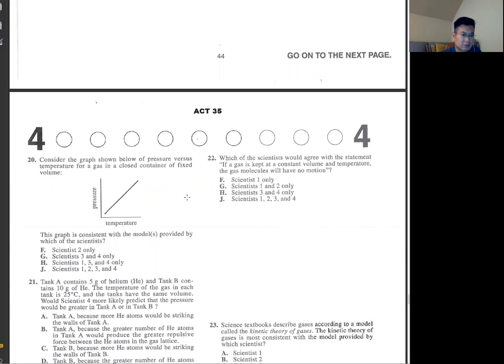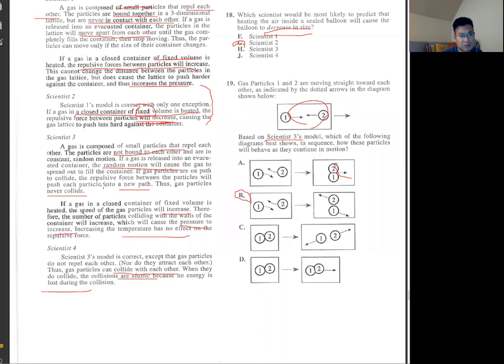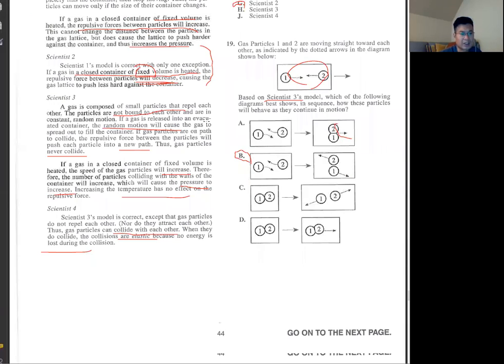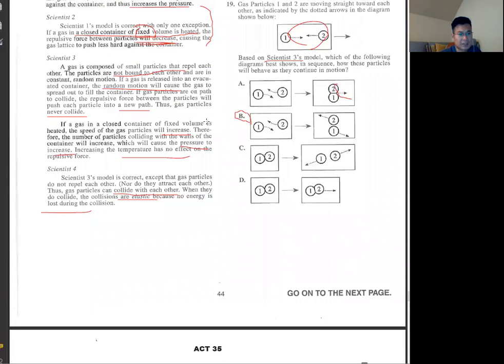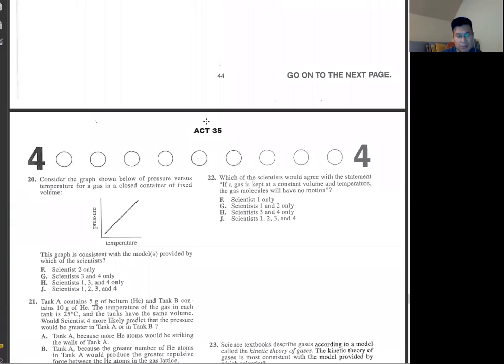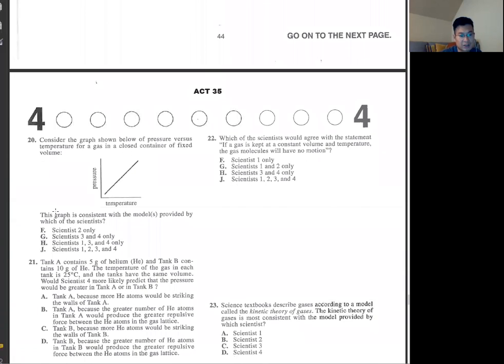It says, consider the graph shown below, pressure versus temperature for a gas in a closed container of fixed volume. So as temperature goes up, the pressure goes up. The first one, yes, because it says pressure increases, and the second one says decrease, so it doesn't work. Number 3 and 4 both say the pressure goes up. That's why it is H. Same thing, you have to use common sense in a way for this one too.